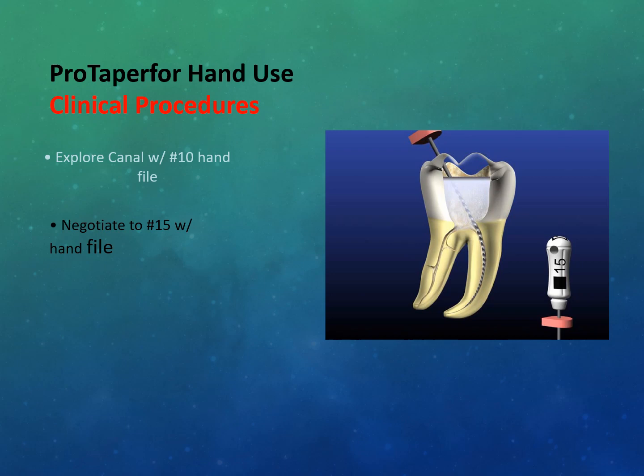The first step is remove the decay, and then you do the access opening and locate the canal. This step is common for all the procedures, whether you use a rotary or a hand file. First you need to explore the canal with a 10 size hand file. Since it is a molar, the canal will be a little narrow, so use a 10 size hand file to explore the canal, and then you remove it and negotiate with the next file size, 15.